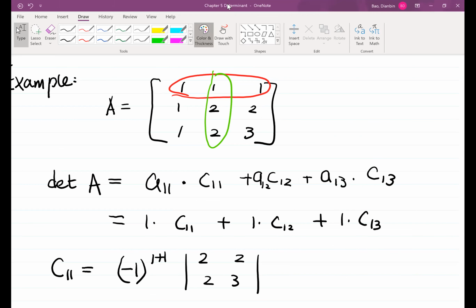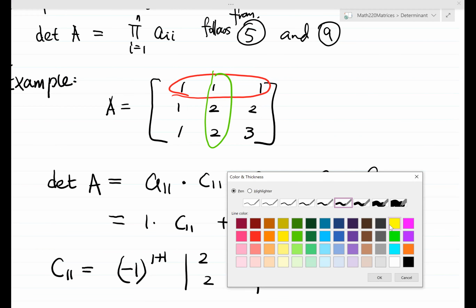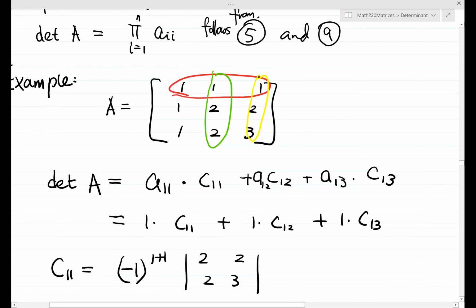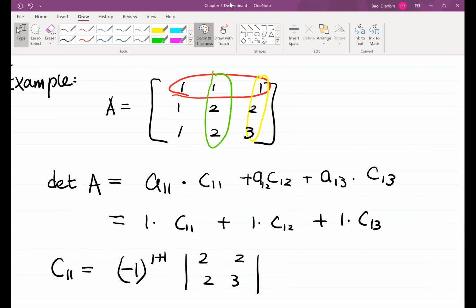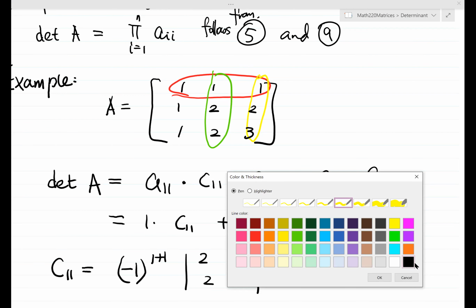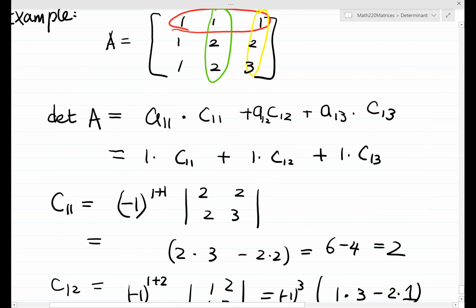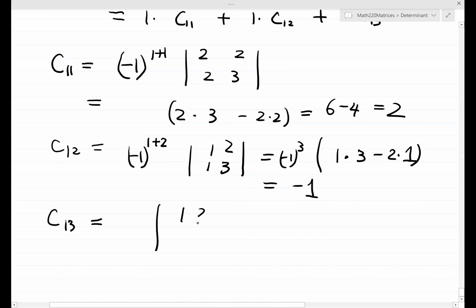Let's use another color, yellow. Let's delete the yellow column and the red row. What remains is 1, 2, 1, 2. So it's actually 0. The remaining thing is 1, 2, 1, 2, so it's linearly dependent. Identical vectors, so the determinant is, of course, 0.